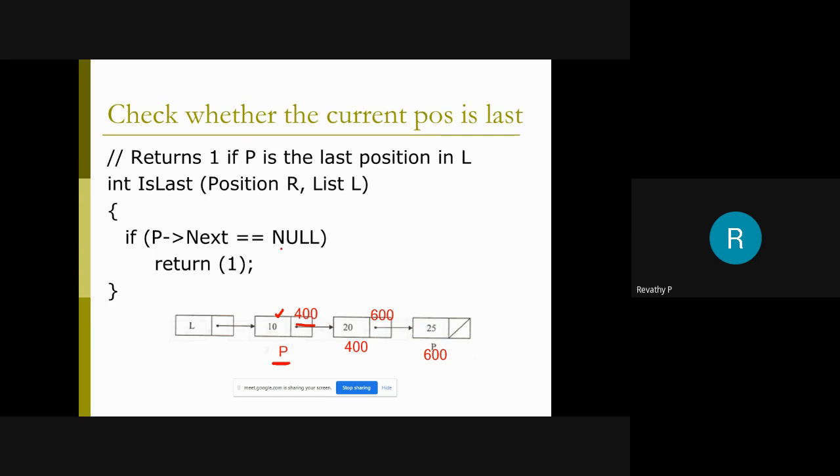So I can find whether a node position is the last position in the list by checking the next field. If that next field has some address, then I can't say it is the last node. If it is going to be the last node, then the next field will be null. So at any position we check the next value. If it is equal to null, then it is the last node. If it is not equal to null, that is, if it has some address, then it is not in the last position. So this is a function which will return one if that position is the last in the list.